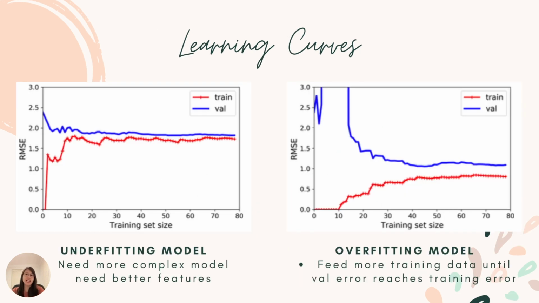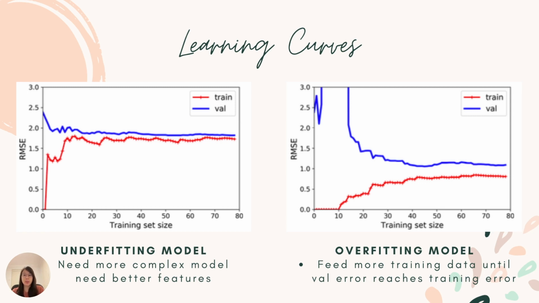Let's look at how to detect underfitting and overfitting using learning curves. The left diagram is a learning curve of an underfitting model. Both curves have reached a plateau. They are close and with fairly high errors, RMSE. While the right diagram is a learning curve of an overfitting model. There is a gap between the curves. This means that the model performs significantly better on the training data, which is the red line, than the validation data, which is the blue line, which is a hallmark of an overfitting model.